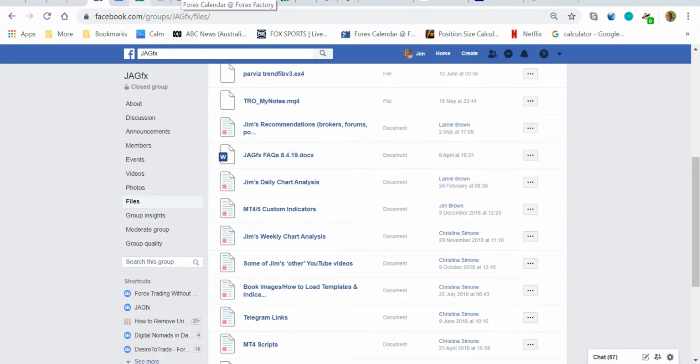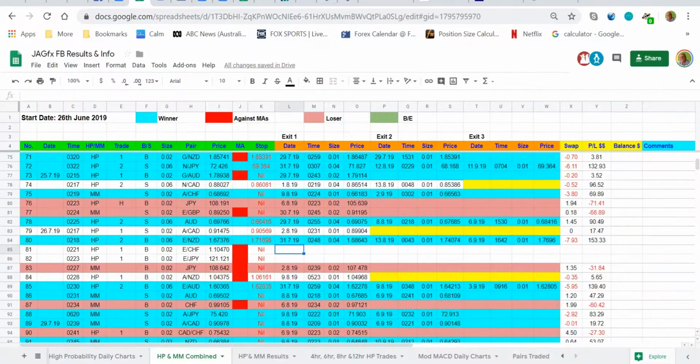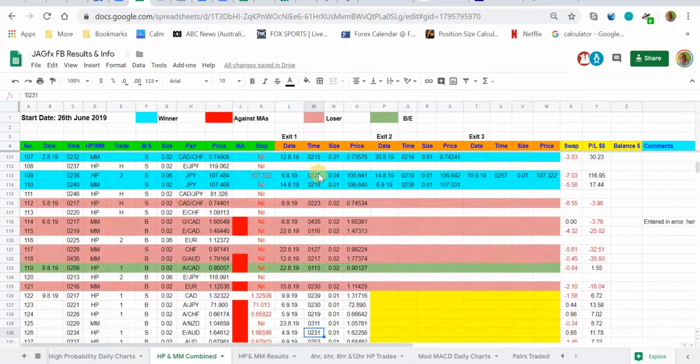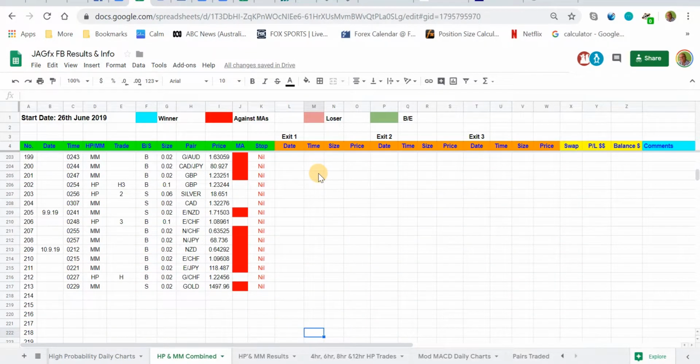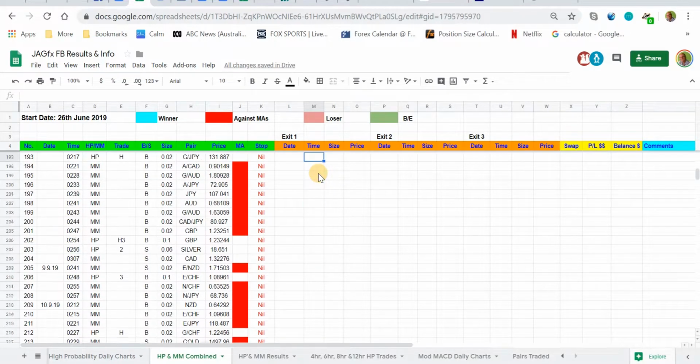Now let's go and have a look at the spreadsheet. So this is the main spreadsheet I'm looking at the moment, H&P and M&M combined. So this is the trades I'm calling at the moment. What are we up to? We've got a few trades going. Alright, we're up to about 213 open and closed trades.